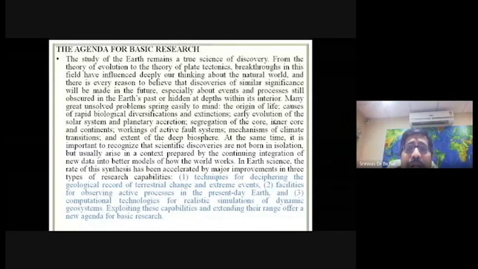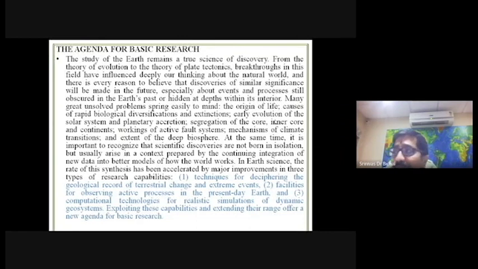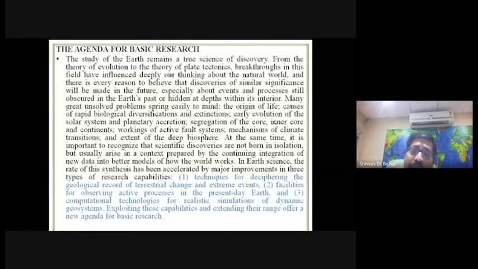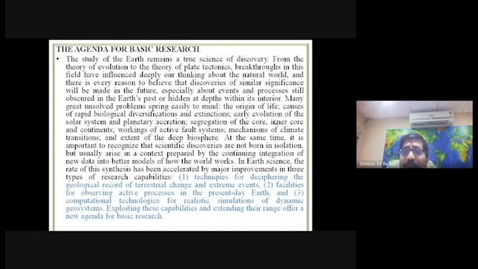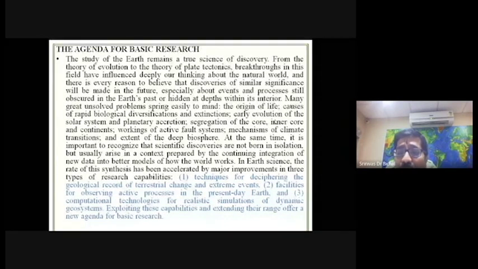Again, what is the agenda for basic research? You have lots of techniques for deciphering the geological record, terrestrial change, how it is happening. What are the extreme events? Extreme events means, these days, what is called urban flooding. Earlier, what was happening? There was flooding only at some places. These days, the rainfall is like a downpour. Whatever rain has to happen, it happens in a couple of hours. After that, there is no rain. These are called extreme events.